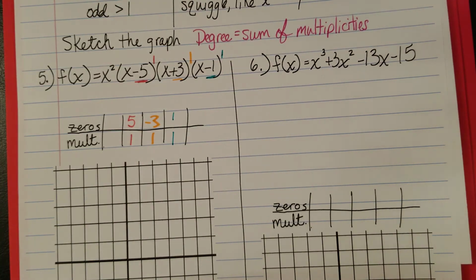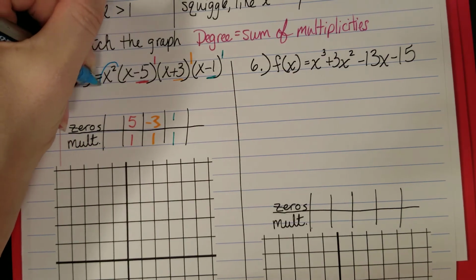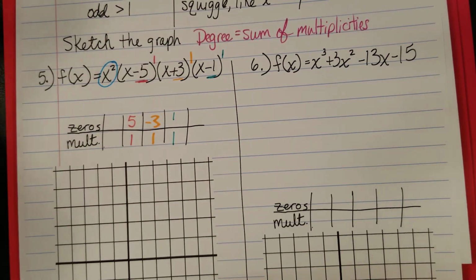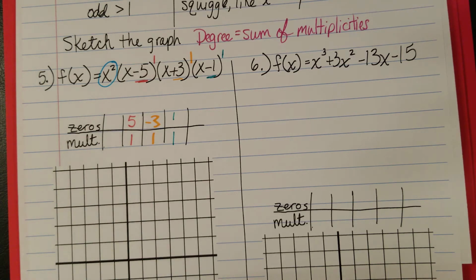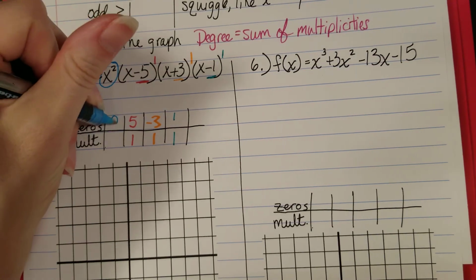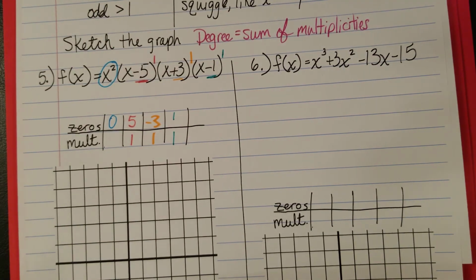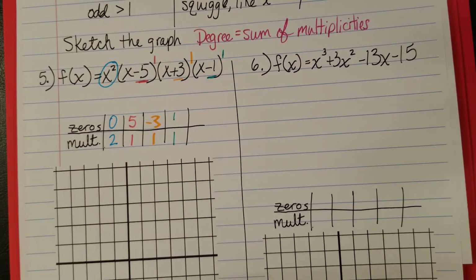All right, but most people will forget about this guy right here. So remember, when you're finding the zeros of the polynomial, you're taking each of those factors and setting it equal to 0. So x squared is one of the factors. If you were to set that equal to 0 and solve for x, you would get that x is equal to 0. So you have a 0 at 0 with a multiplicity of 2. Okay, so that's one that people commonly forget about.